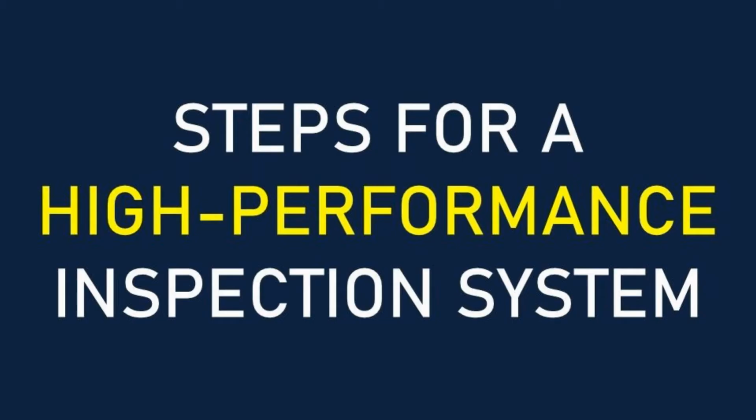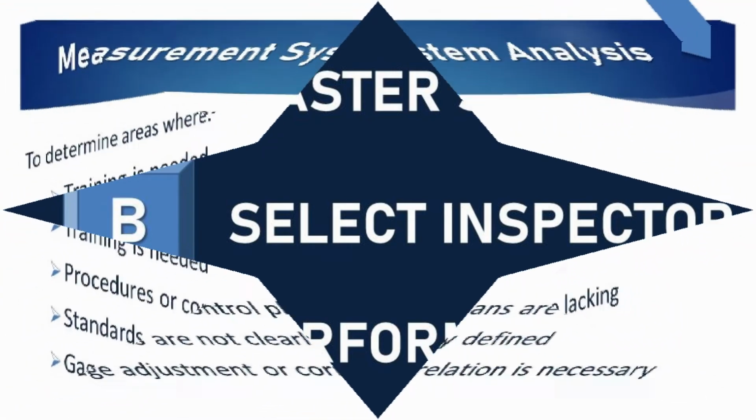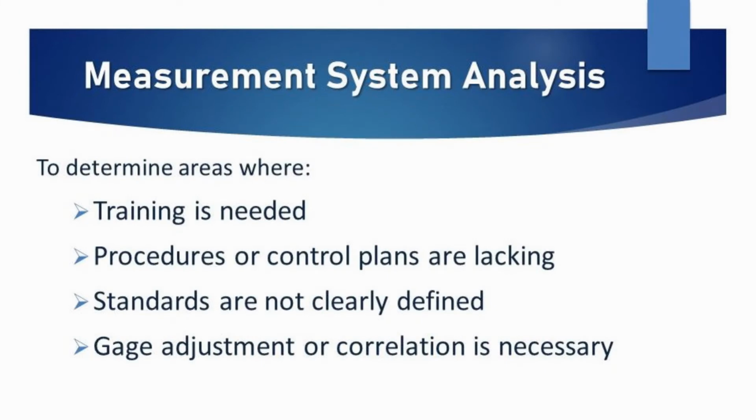The steps that we are going to follow to develop and build a high performance inspection system are the following. First, we need to define and select the master samples. Second, we need to select the inspector or the inspection system. And third, we need to perform the study. As an output, we are going to identify where training is needed. We are also going to identify if procedures or the control plan have opportunities for improvement, if the standards are not clearly defined, and if the gauge needs adjustments or correlation is required.